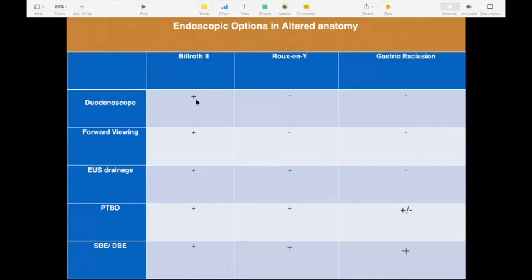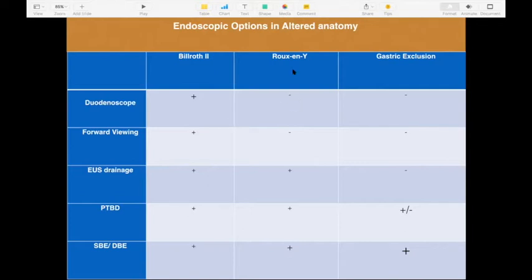In biliary 2 anatomy, we can use a duodenoscope, and we can do it with a forward-viewing endoscope. We can do EUS, that is hepaticogastrostomy. We can do PTBD, as well as use a single balloon versus double balloon endoscopy. Whereas in a patient who has Roux-en-Y with normal papilla, some people have attempted it, but the chances of complications are high because sometimes the length is long.